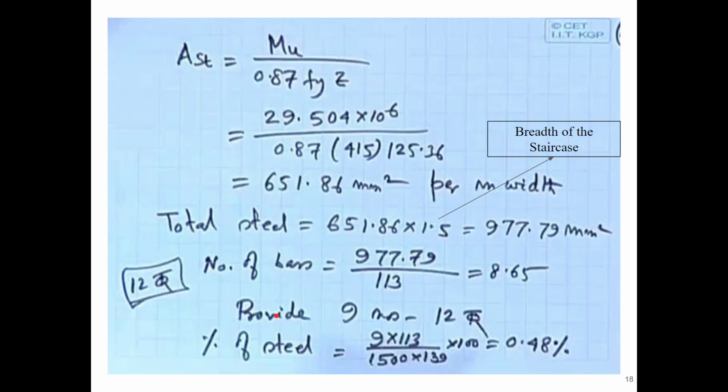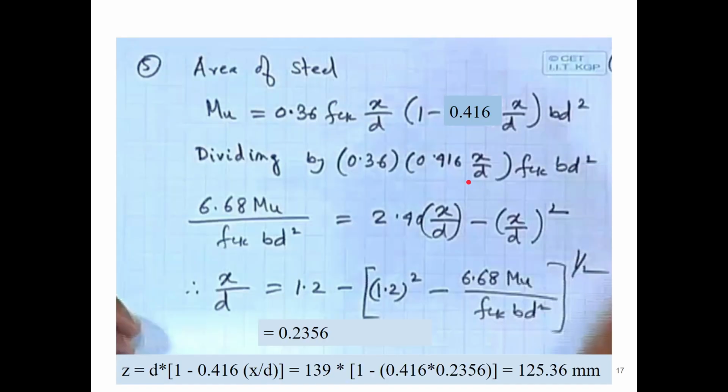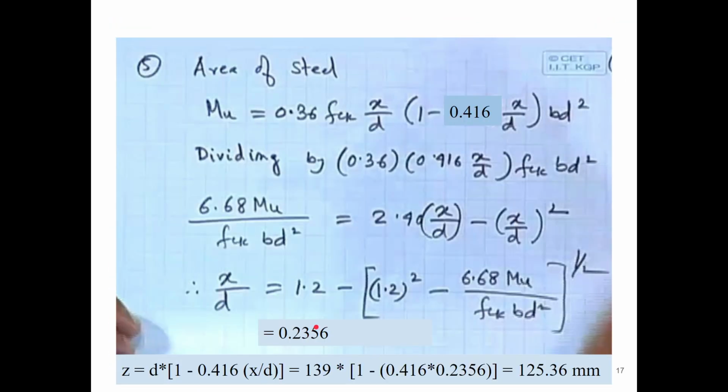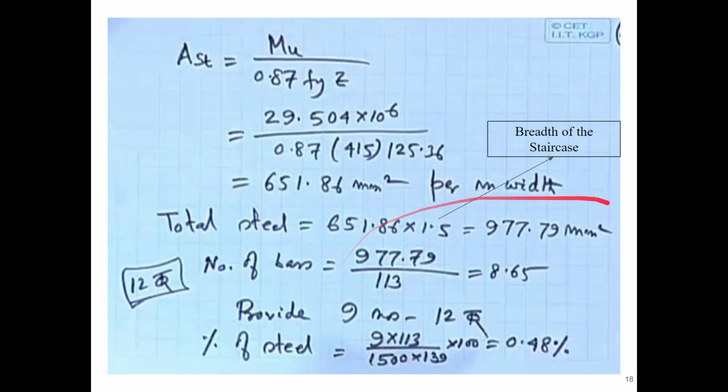This is per meter width, and the width to be taken is 1.5 meter, so we multiply it by 1.5. Therefore the total steel required will be 651.86 into 1.5, which is 977.79 millimeter square. That is the area of steel that will be required for each step.